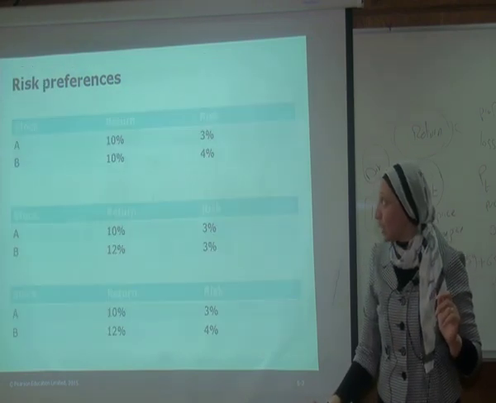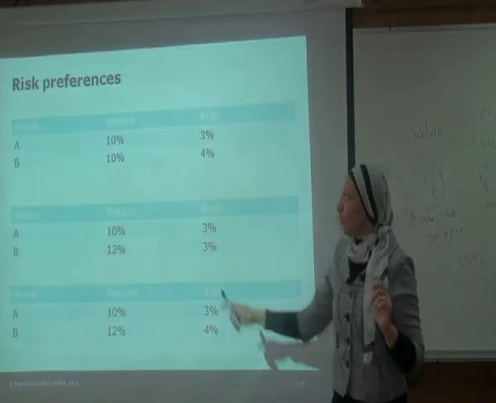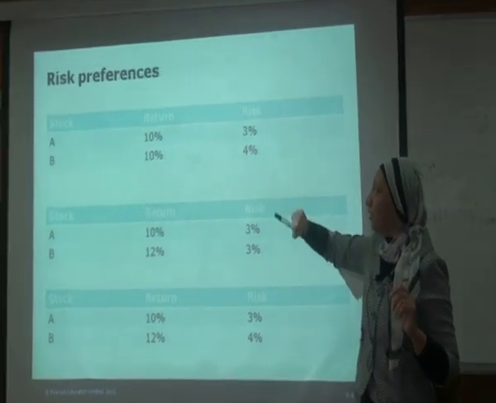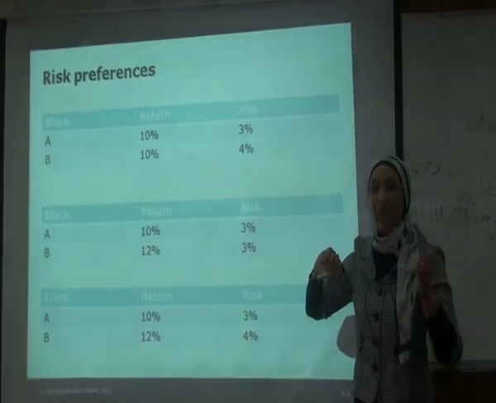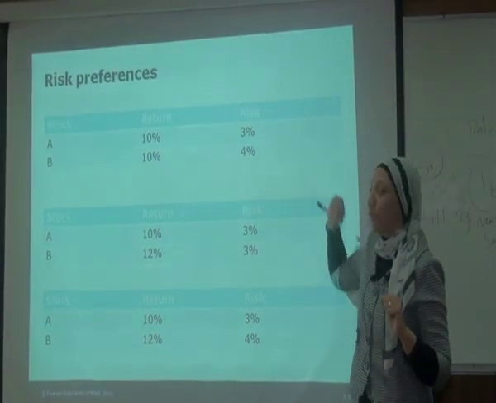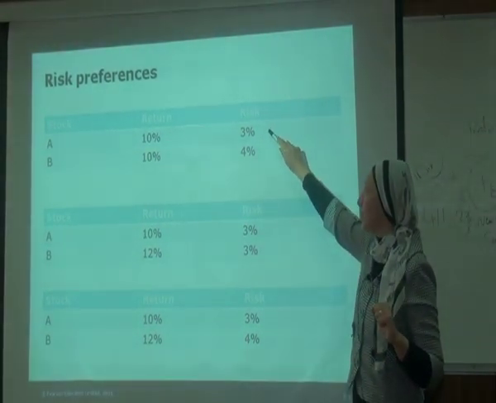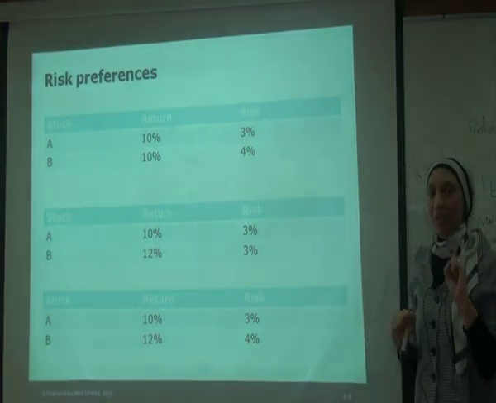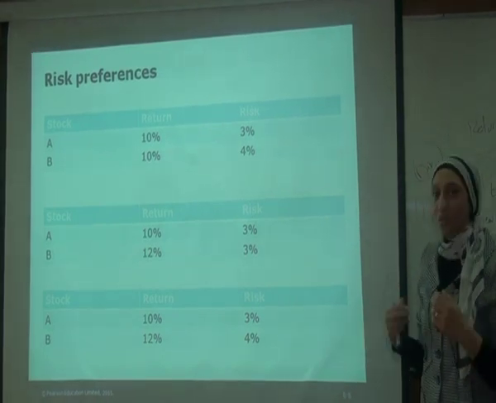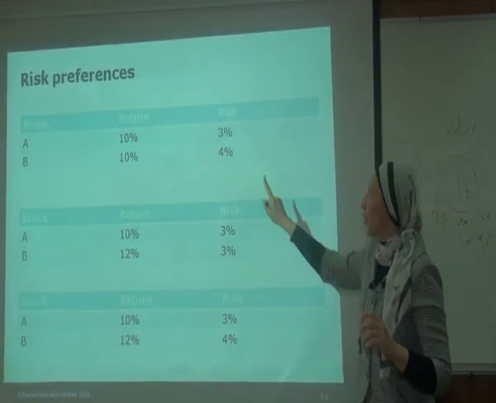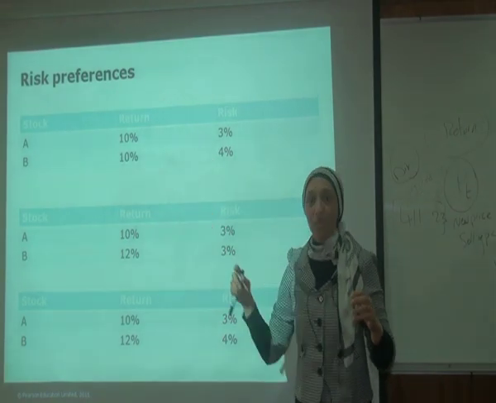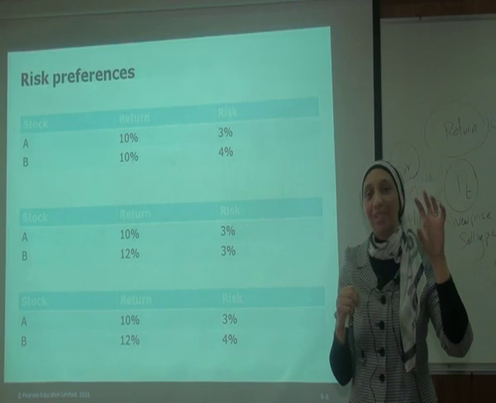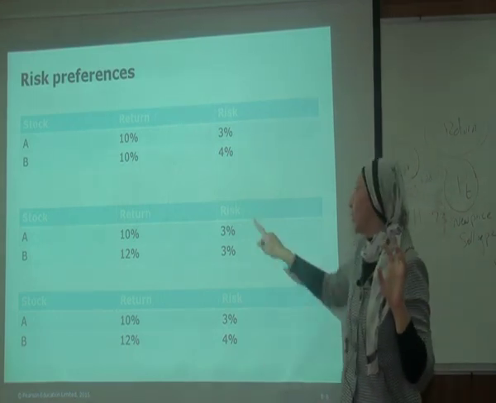Let us take an example for this. If you have stock A and B, the return of stock A is 10% and B is 10%. So you have the same return here. But you have different risk. The risk of stock A is 3% and the risk of stock B is 4%. As a risk-averse person, of course, you're gonna select the one with lower risk. Why? Because both stocks achieve the same return.